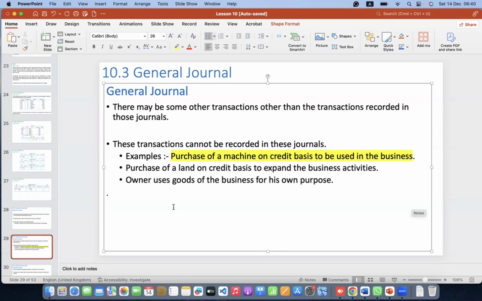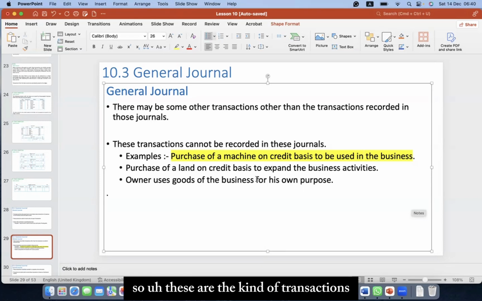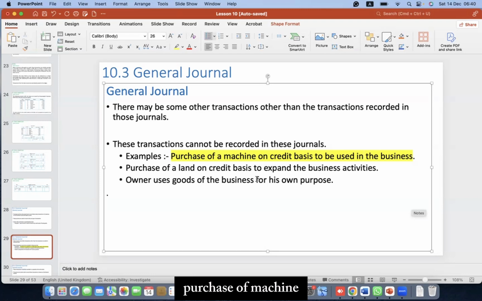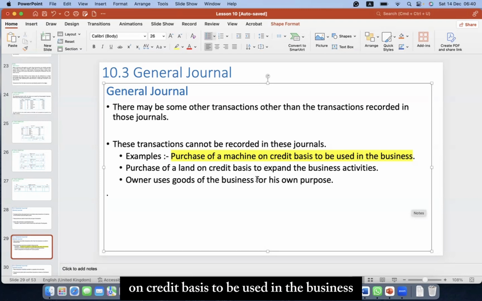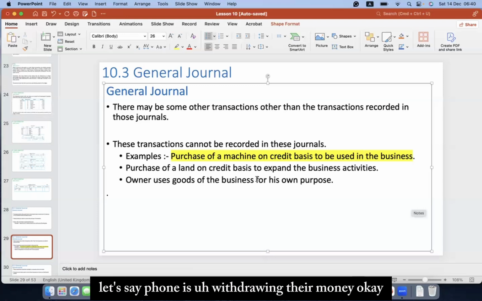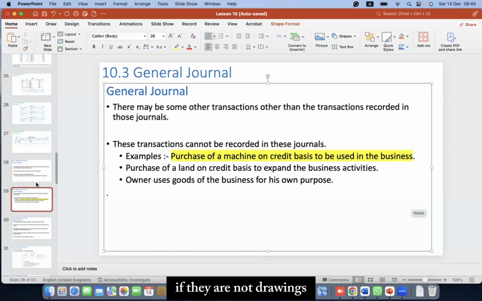So these are the kind of transactions we record in the general journal. Purchase of a machine on credit basis to be used in the business. Purchase of land on credit basis to expand the business activities. And let's say an owner is withdrawing their money, if there are drawings.